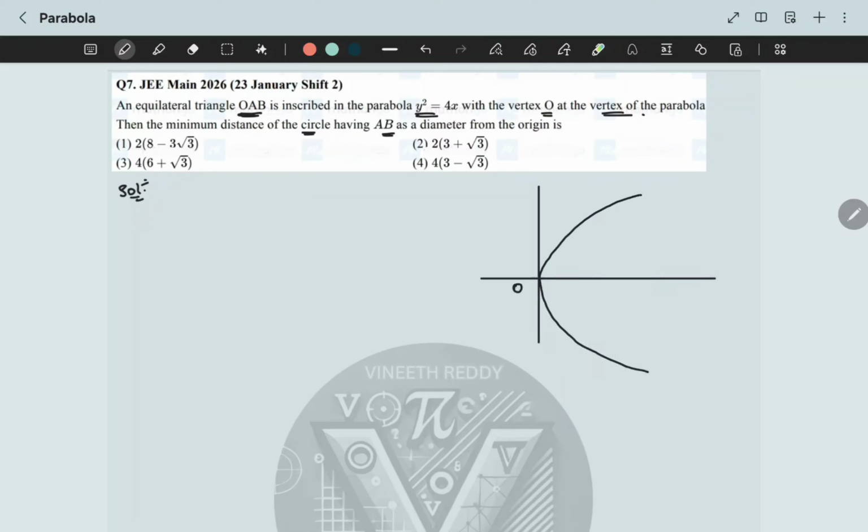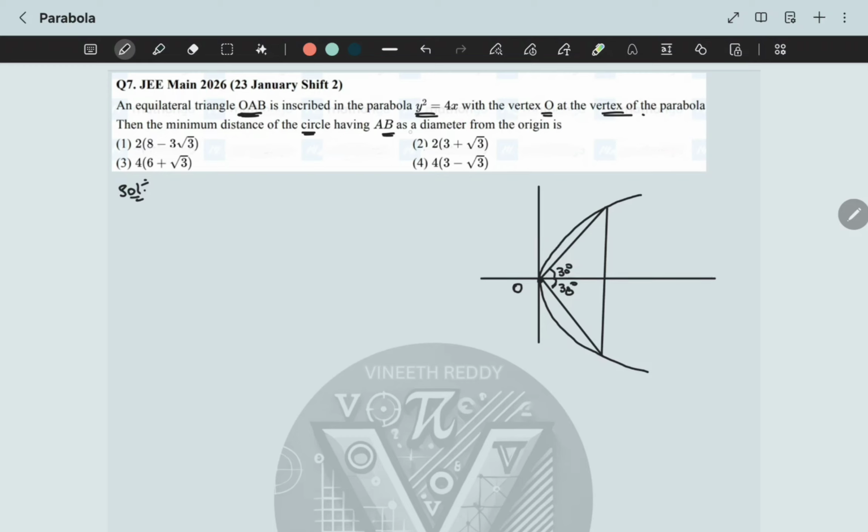So this is the vertex of the parabola and this is the vertex of the equilateral triangle as well. Now think about it, because it is an equilateral triangle, the side opposite to the vertex should be a vertical line, right? Otherwise symmetry will not be maintained. That means this angle should be 30 degrees and this angle will also be 30 degrees. I hope you understood this, right? To maintain the symmetry we are drawing this.